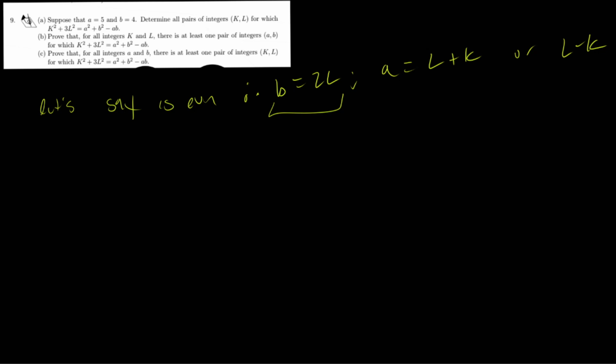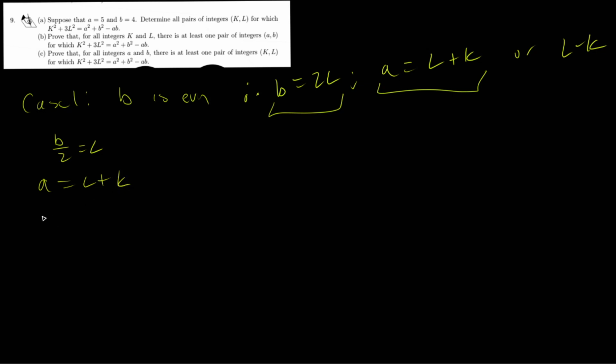So case 1: b is even. Let's say b over 2 equals l, and let's substitute this back. Then we say that a would equal l plus k. Therefore, a minus l would equal k. And therefore, a minus b over 2 would equal k. So these are our two values.